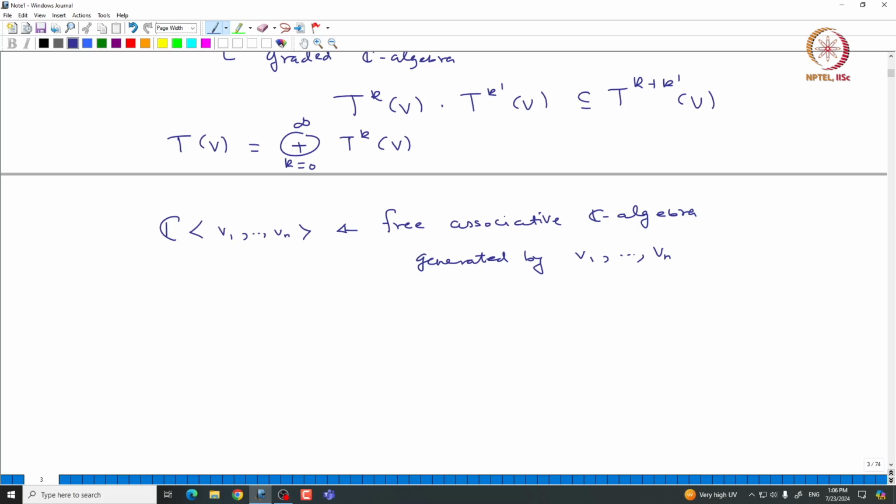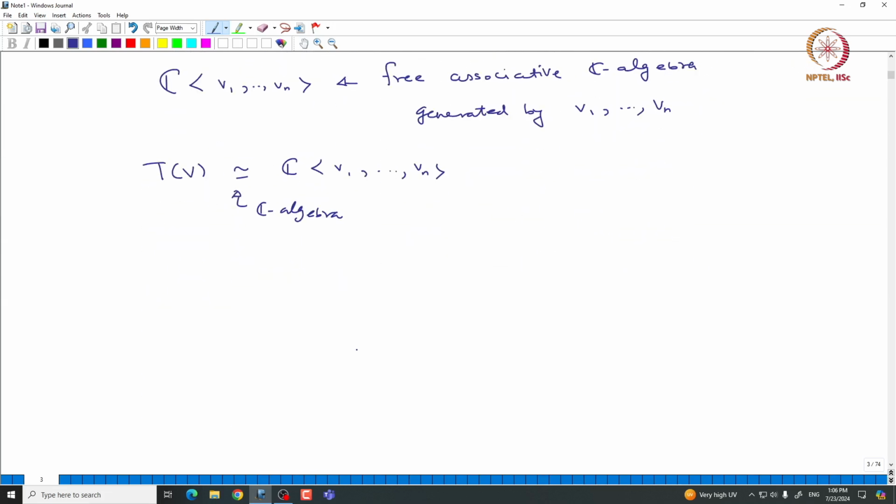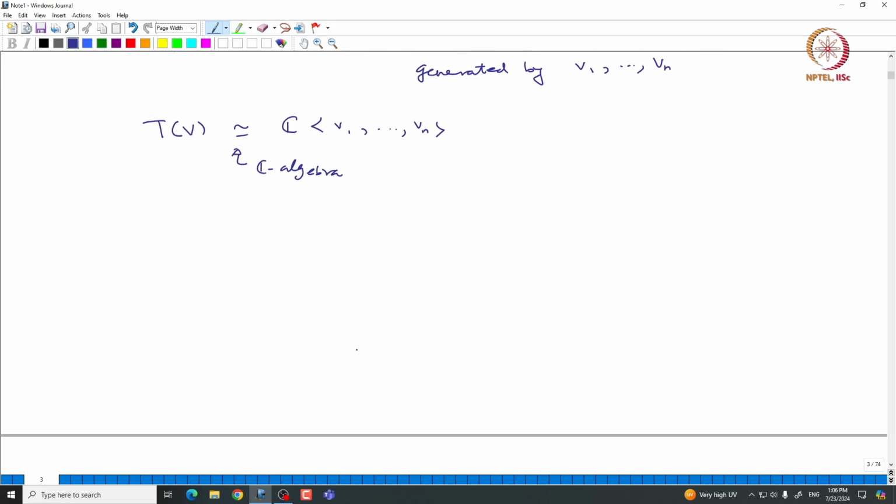Okay. So, if you do not know the definition, maybe you should go back and check the definition of this. So, then it is easy to prove that T of V as a C algebra is naturally isomorphic to this free associative algebra, okay, as a C algebra. Indeed, this actually gives us how one can think about the elements of T of V in terms of the monomials in V1 etc. Vn. So, if you think about it, basically the simple tensor Vi1 tensor etc. Vik corresponds to the monomial Vi1 etc. Vik.